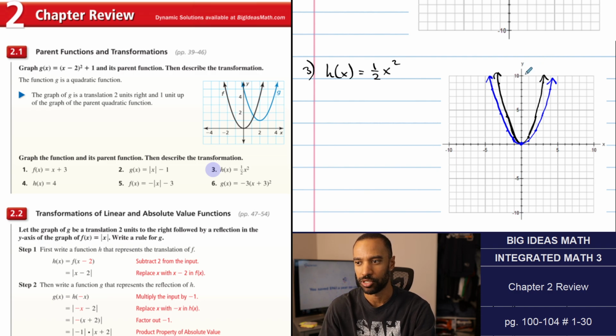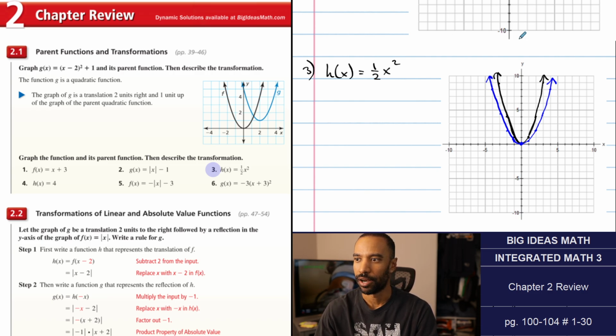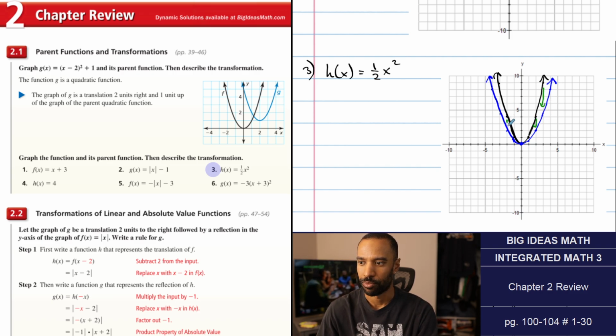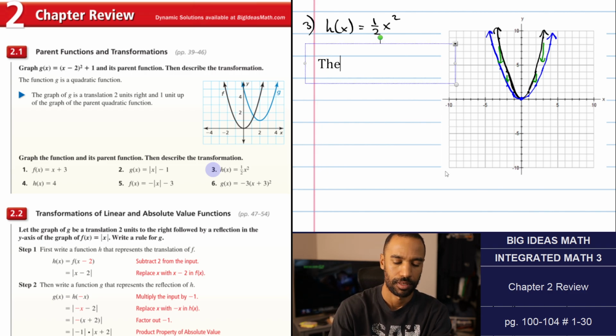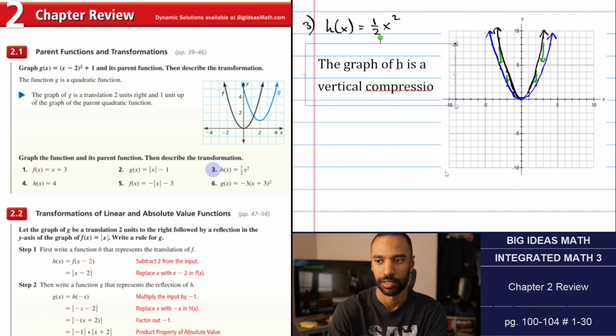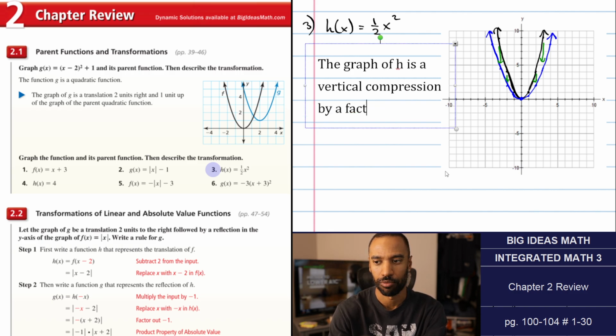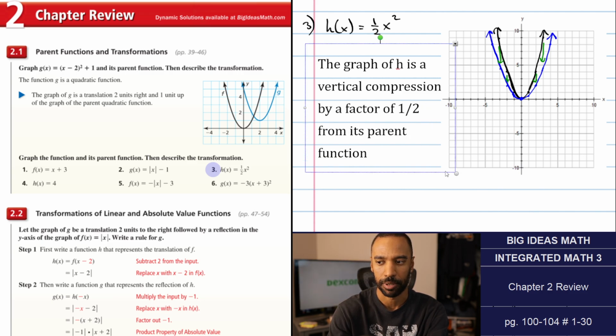I don't know. Depends on how you see it. It is wider, but we're talking about the vertical compression, and that's how I'm going to describe that thing. This one here compressed 1/2, or 1 to 1/2, 4 to 2, and 9 to 4.5, right? It brought these ones downward. That's the idea. So the graph of H is a vertical compression or shrink by a factor of 1/2 from its parent function. And that's the only thing that's happening on this particular problem.